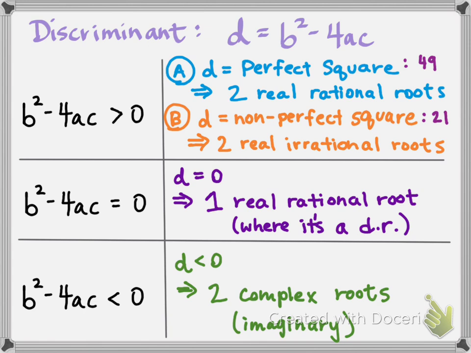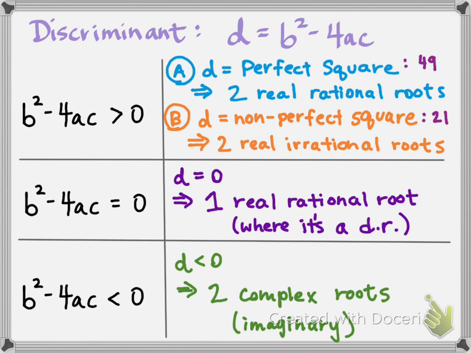Okay, the next case. Say the discriminant is actually the number 0. That tells me the nature of the roots indicates that I have one real rational root where that root is actually a double root. Remember, a double root is something that bounces off that x-axis one time, which is where that root is hitting. Lastly, if the discriminant is less than 0, then I will have two complex roots, also known as the imaginary roots. You could call them non-real roots, complex roots, imaginary roots. They're all going to be the same.